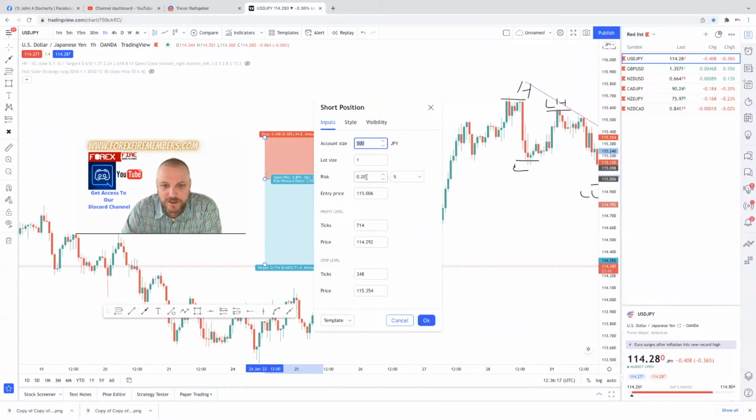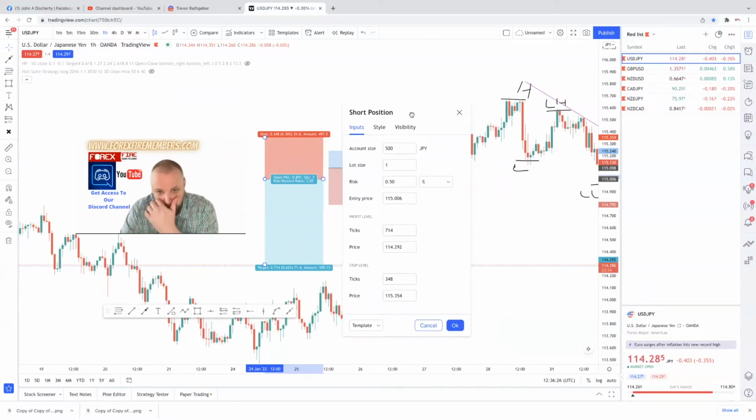Just double click on here. Let's see, I want to risk 0.5%. Okay, we're risking 0.5%. What you've got on here is the risk to reward.